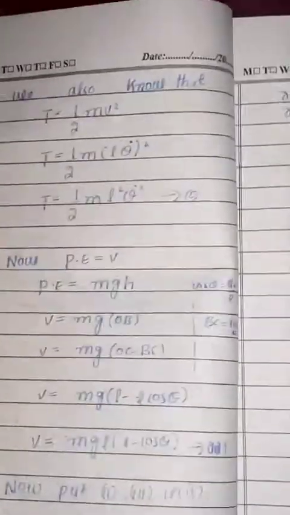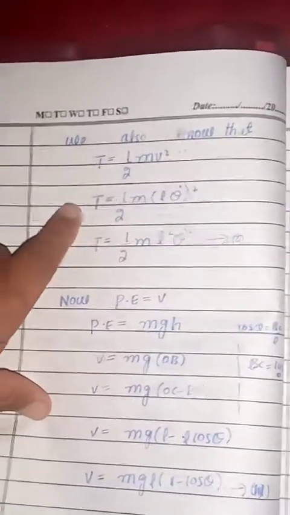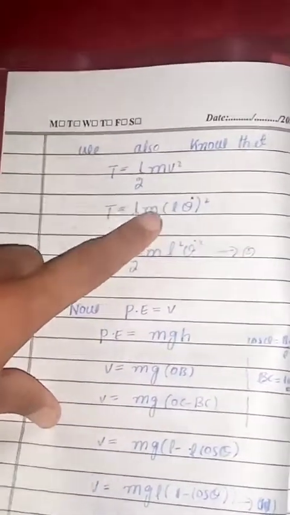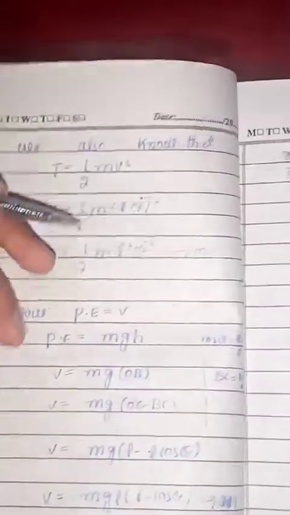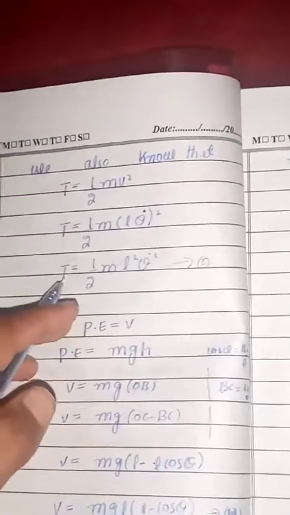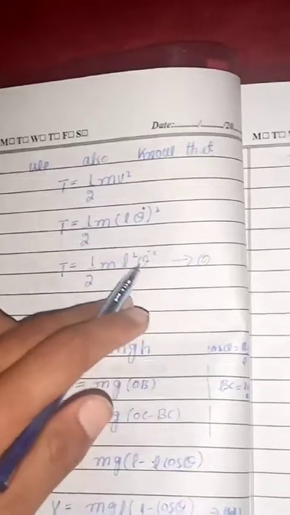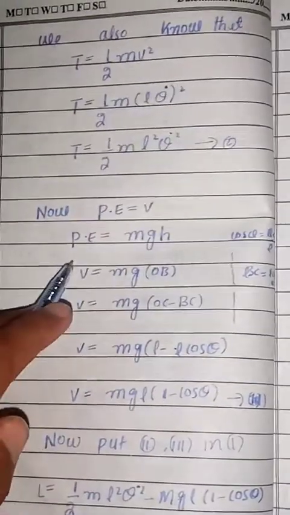Now come to the kinetic energy. As we know, kinetic energy T is equal to half m v square. Now V is equal to L theta dot, so squaring it, T is equal to half m L square theta dot square. Now the potential energy, which we call V.